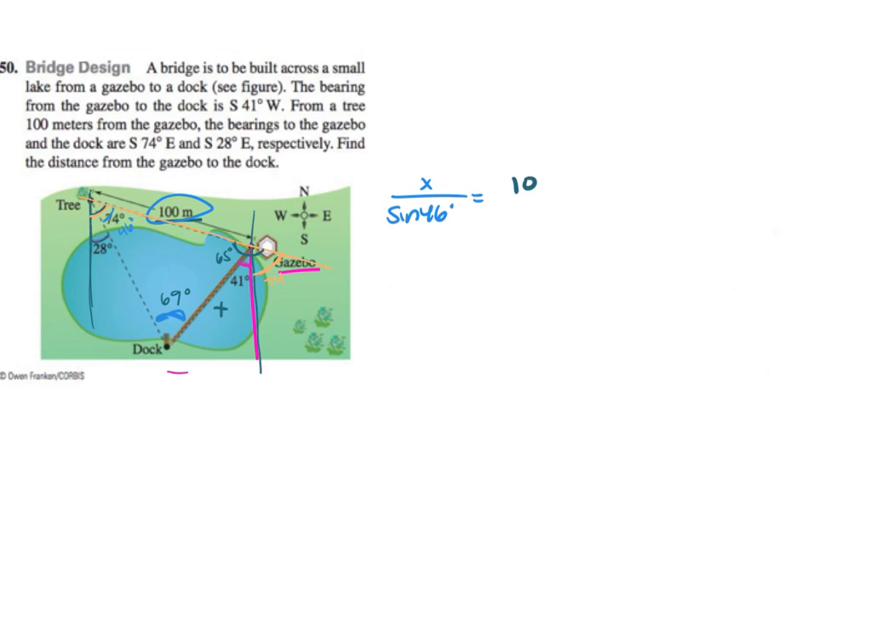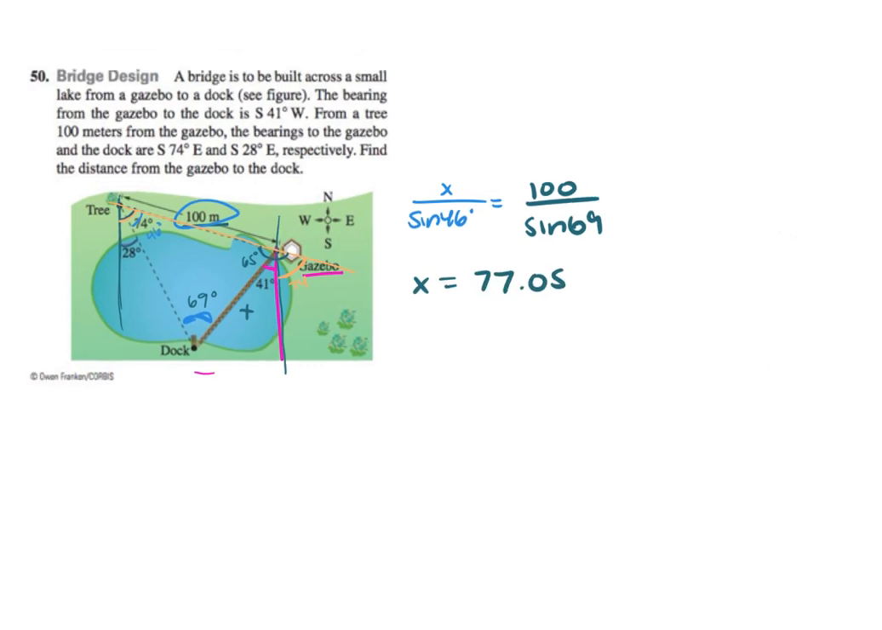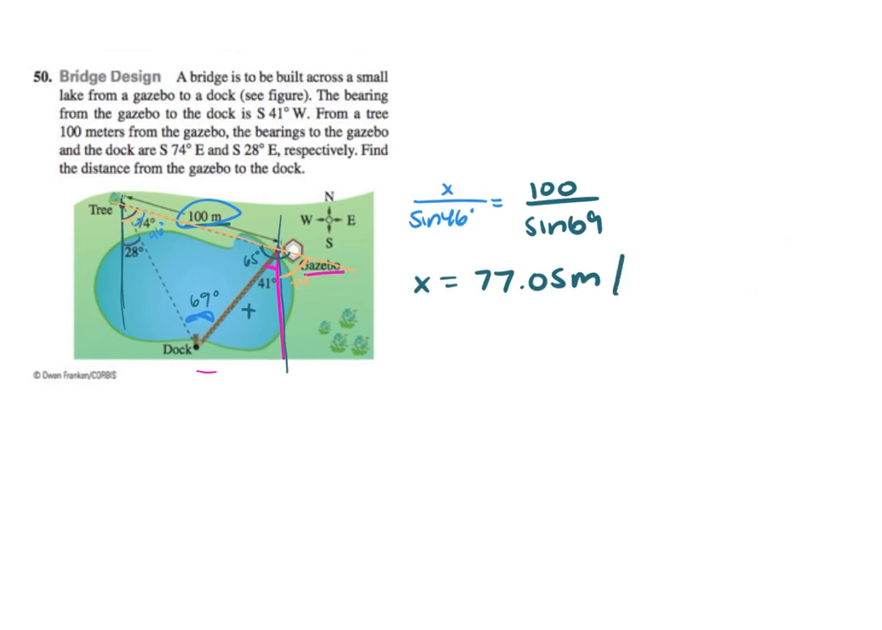So 100 over the sine of 69. And then cross multiply, divide. 100 sine 46 divided by sine 69. And x is 77.05 meters.